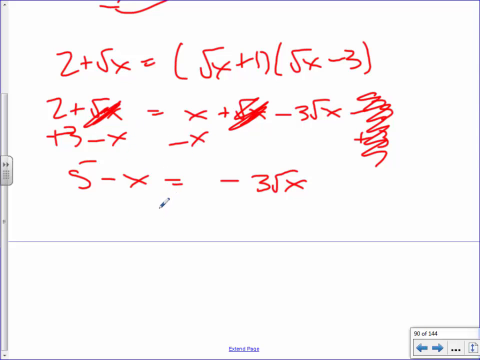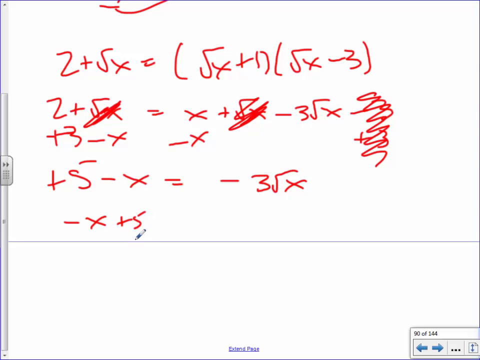Actually, that's the point I wanted to make on this one, though. Normally, it's not 5 minus x. It's usually like x minus 5. Does that make sense? So it's actually plus x minus 5. Or, yeah, like you just said, you can make it minus x plus 5.